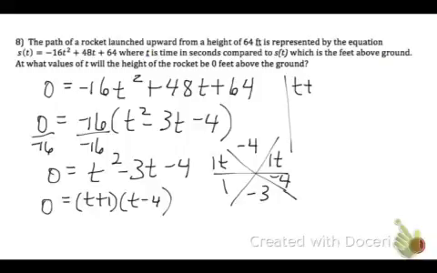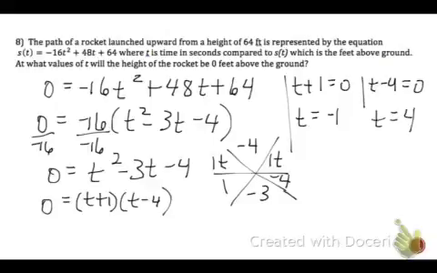Now we've got two values equaling 0, so we can set each of them equal to 0 and solve. So t plus 1 equals 0, and t minus 4 equals 0. So subtract the 1, t equals negative 1, and t equals 4. So those are the values. If we talk about what makes sense, the one that makes sense is 4, because that is in terms of seconds. We get a negative 1 because the rocket doesn't actually start on the ground. It starts up in the air. So we don't have a time where it's on the ground two places, just one.